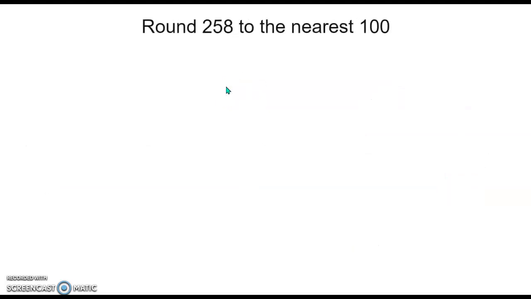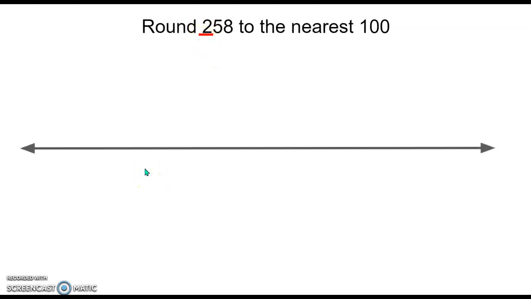All right, for the next one, it says round 258 to the nearest 100. So again, I'm going to decide where my hundreds place is at. And looking at my number, I see that the 2 is in the hundreds place. So if I have 2 hundreds, I have 100, 200. That means it's a value of 200. So I'm going to make my number line, and I'm going to put my starting and ending tick marks for this section of the number line.